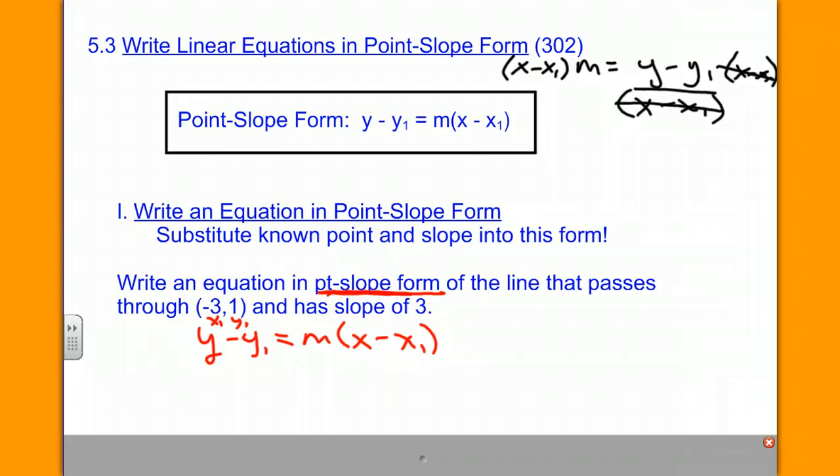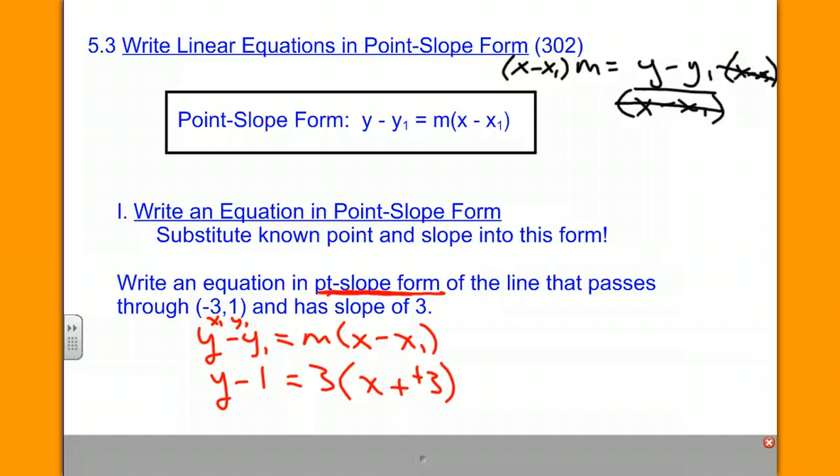So who can substitute this stuff for us and read it? Chris. So y minus 1 equals 3 times x minus negative 3. Okay, so we could actually change that where it says x minus negative 3, we could just say x plus 3. Right? And there you have your answer, you're done.